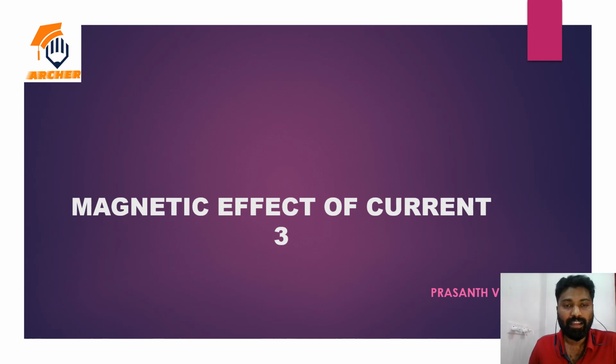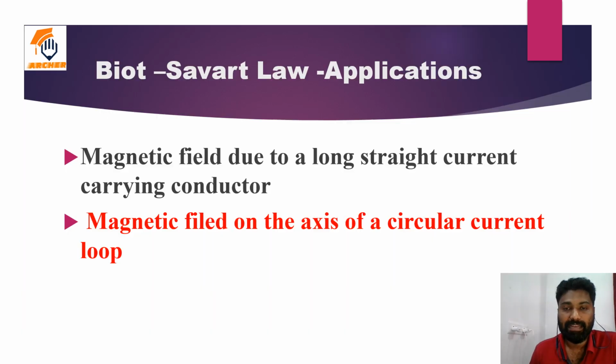Hi, hello everyone. We were discussing the magnetic effect of current, and in that Biot-Savart's law and its applications. Already we discussed the magnetic field due to a long straight current carrying conductor. So in today's session we are going to discuss the magnetic field on the axis of a circular current loop. How the magnetic field is calculated for a circular current loop, that we are going to discuss.